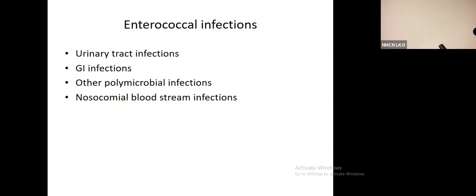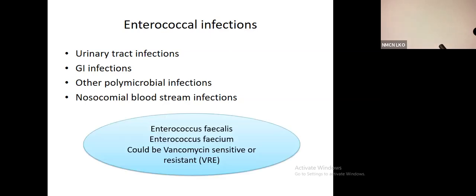Enterococci can cause UTI, GI infection. Wherever there is a polymicrobial infection, which fellow is lurking around? Nosocomial bloodstream infection. Why? What are the species that you see? Faecalis, right? This is more dangerous. So, Enterococcus faecalis and Enterococcus faecium.